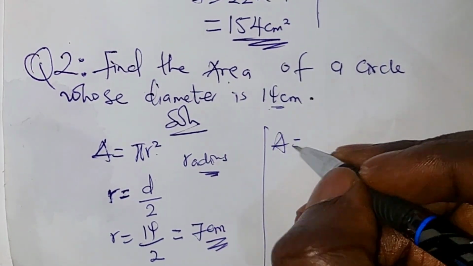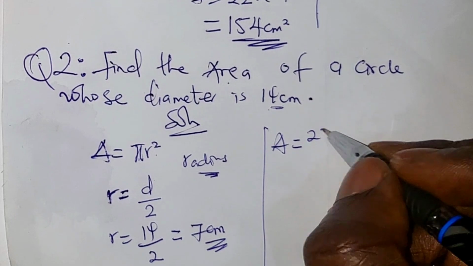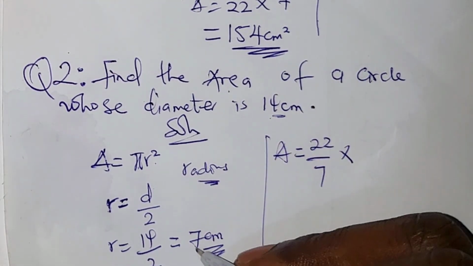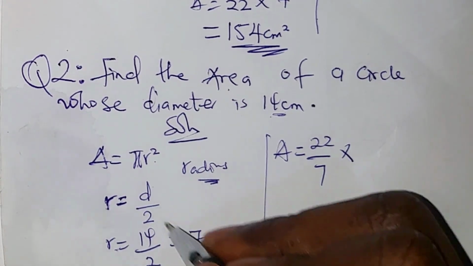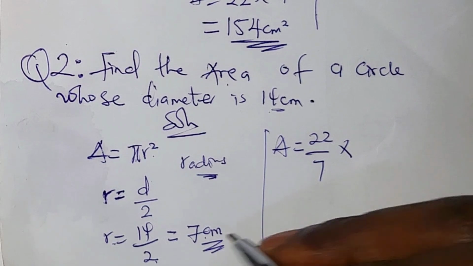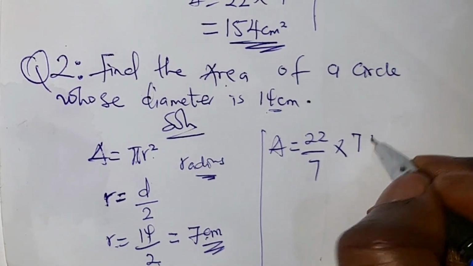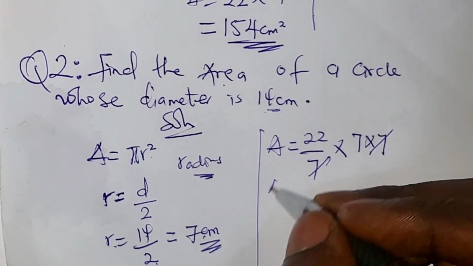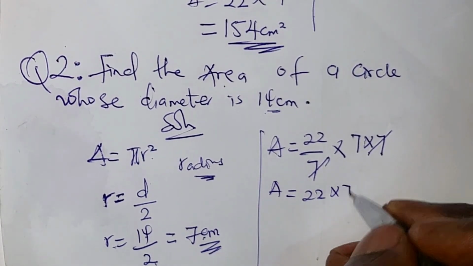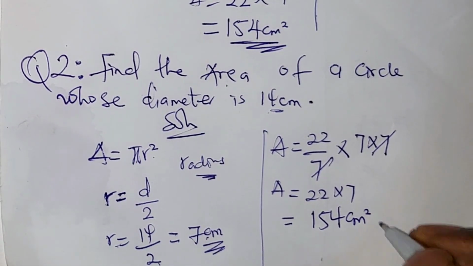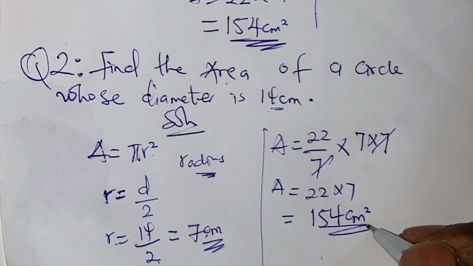Now our area is equal to pi, which is 22/7, times our radius squared. And radius is 7 centimeters now. The 14 is the diameter, so half of it is the radius. So that's 7 centimeters. We're going to have 7 centimeters squared, which is the same as 7 times 7. 7 cancels one of the 7s, and my area is now 22 times 7, and 22 times 7 is 154 centimeters squared.